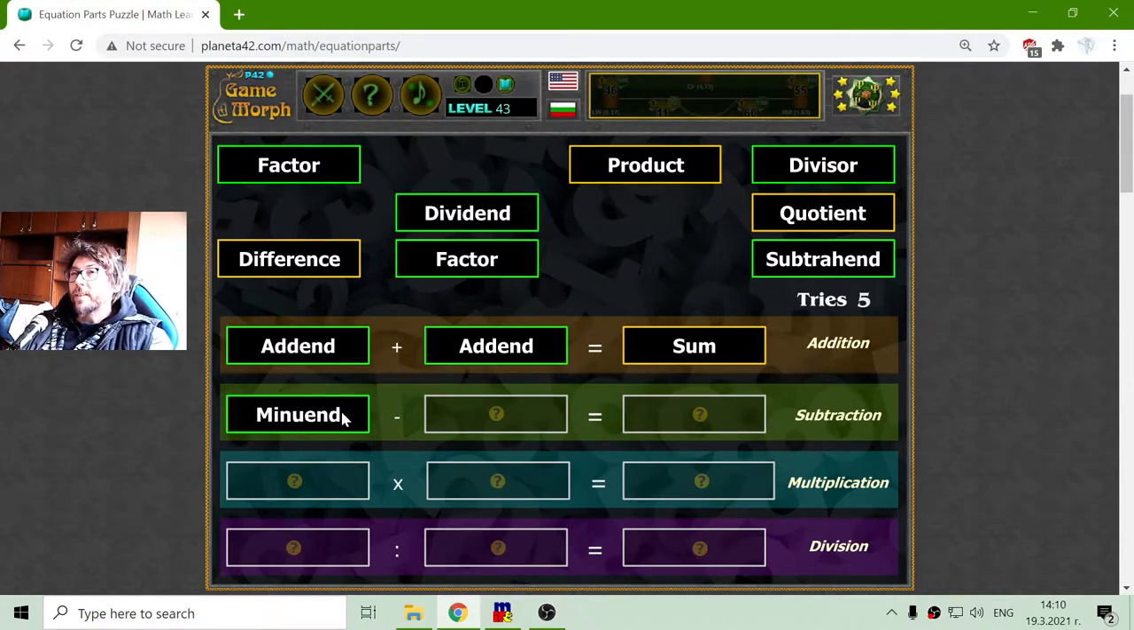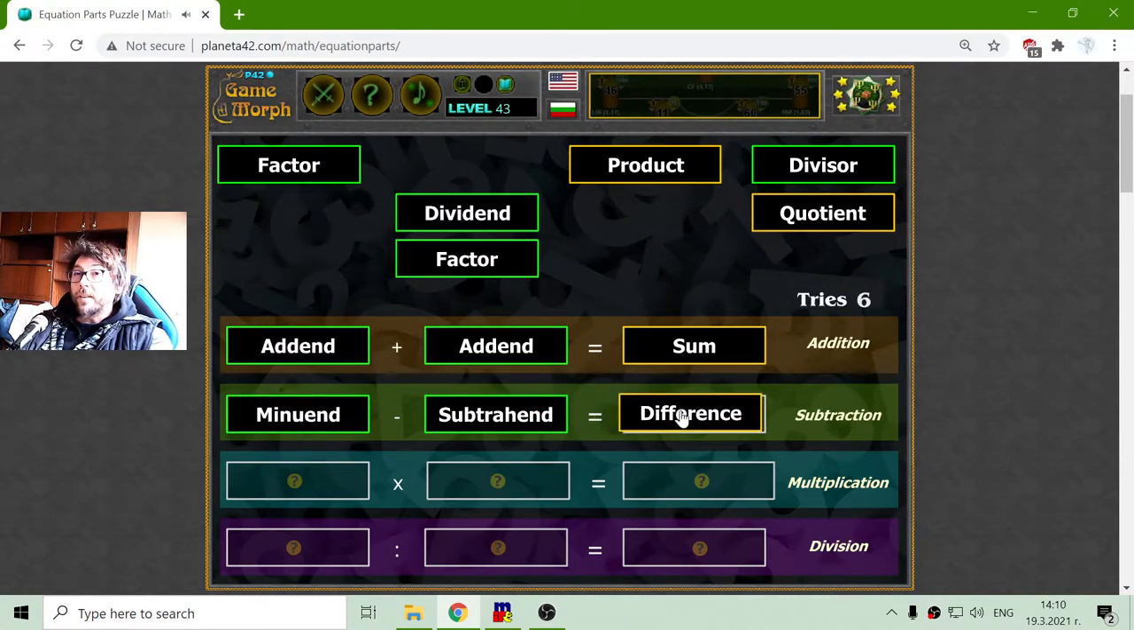The minuend is the number from which we subtract. And the subtrahend is the number that is subtracted from the minuend. And that is to receive a difference. So what we get from that arithmetical equation where we subtract is the difference.